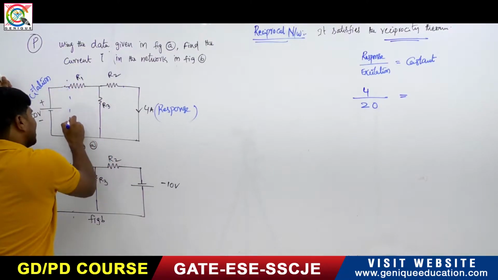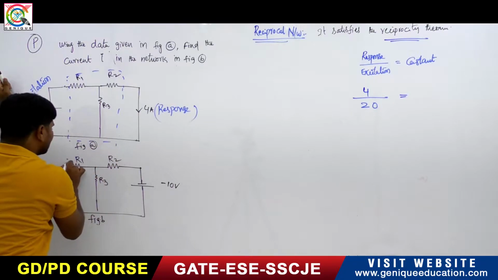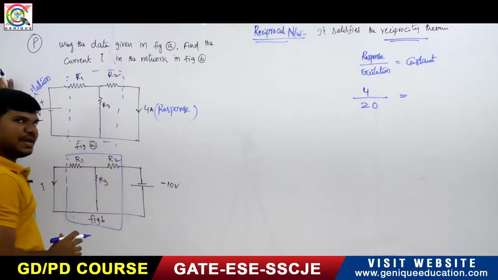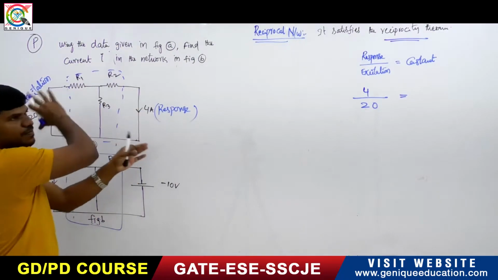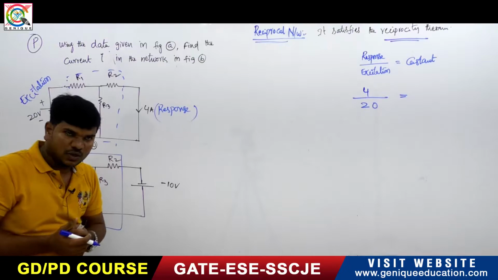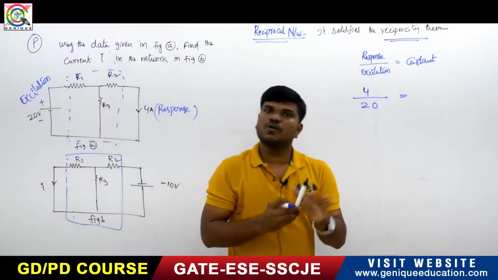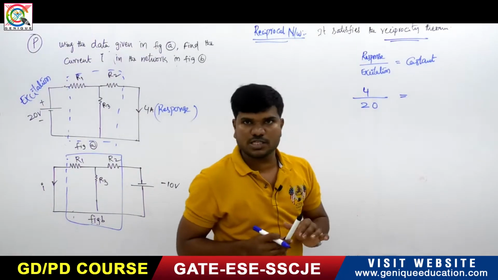See, here is the same network. In figure A and figure B, both networks are the same. But what has he changed? He has changed the positions of the response and excitation, and the excitation is scaled by some units. Even though it is scaled, the response to excitation ratio must be constant.